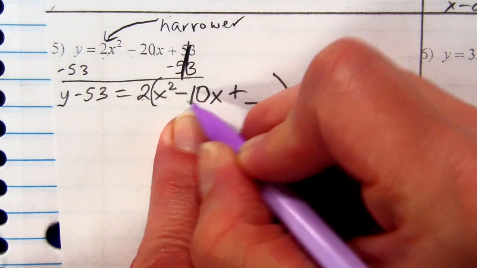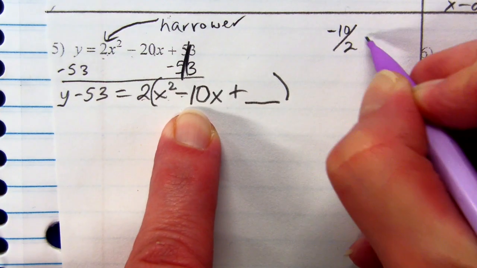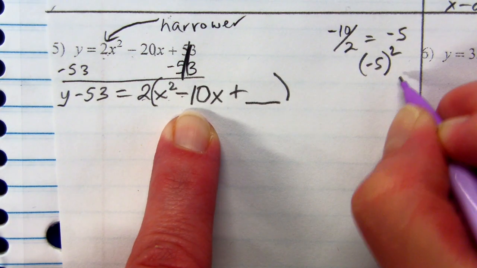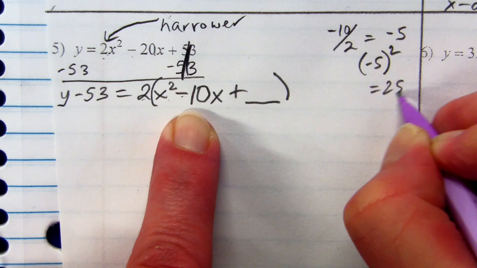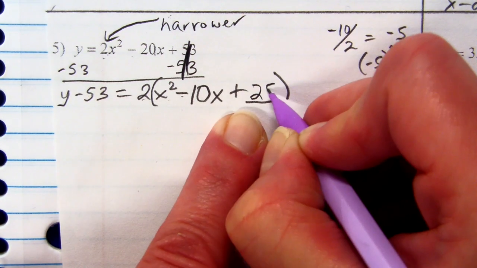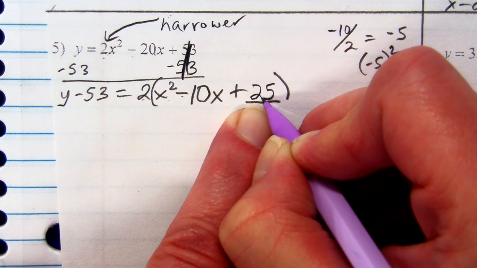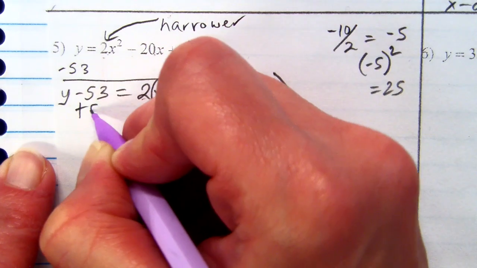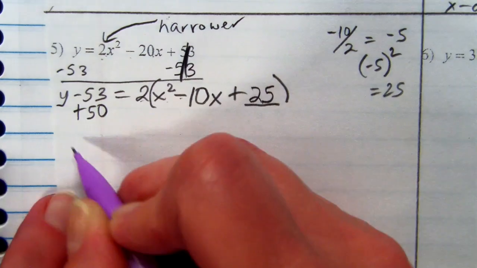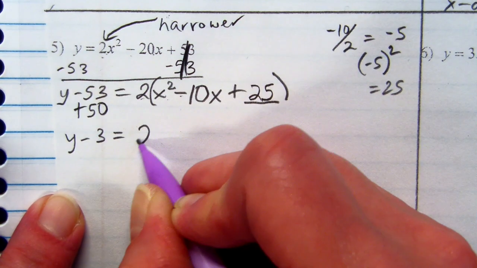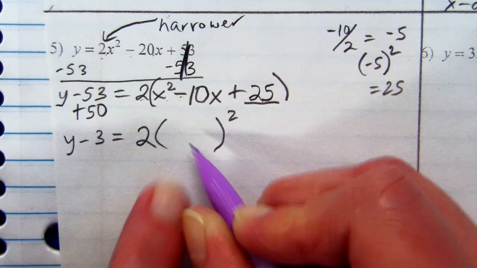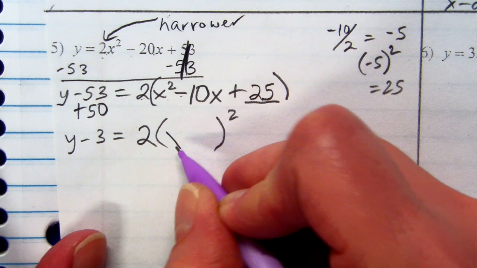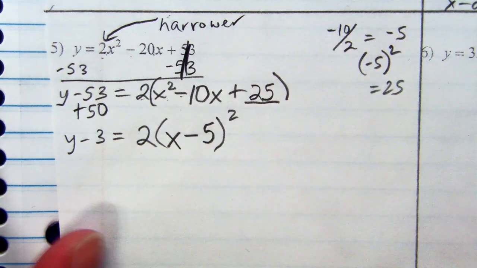Okay, so completing the square. We're going to take that negative 10, divide by 2. I feel like we just did negative 10 because we did. And then we're going to square it, and that is positive 25. So in the parentheses, we have positive 25, but it's actually positive 25 times 2. So that's what I'm adding to the other side. So y minus 3 equals 2, and now I can factor this into my little perfect square. So what goes in the parentheses? X minus 5. X minus 5.